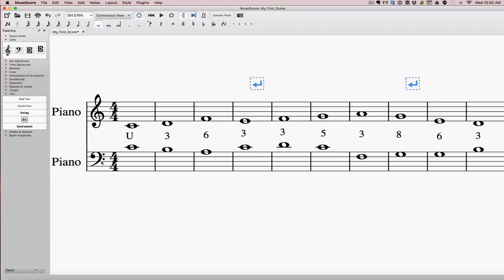So now we are in bass clef. We are in the correct clefs. Let's hear it.